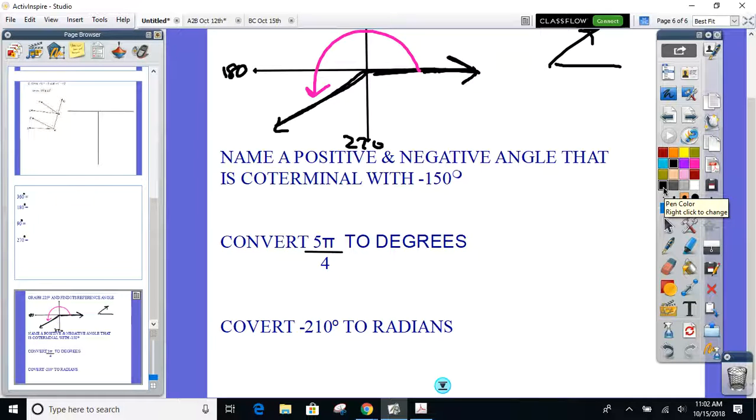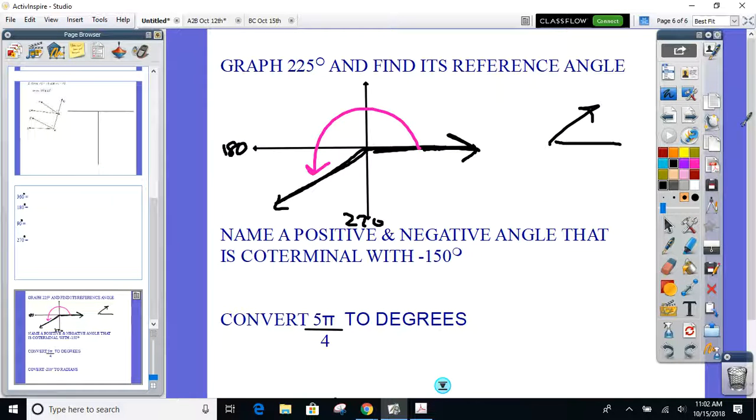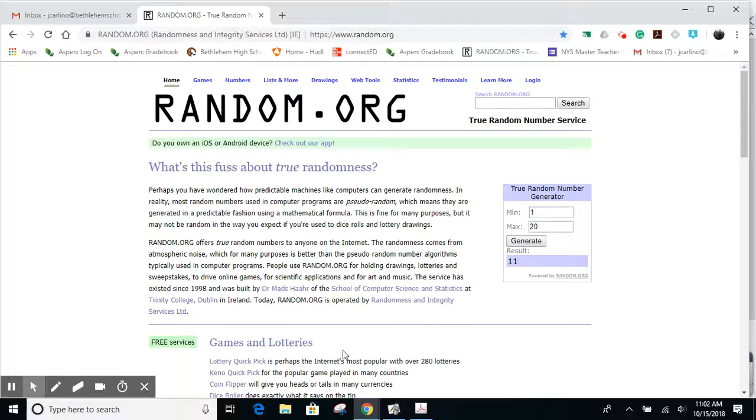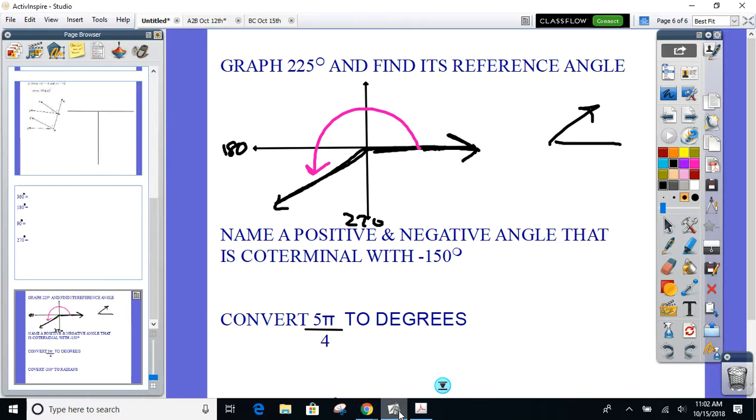All right, find a reference angle now. Do you see the reference angle up here? Formed by the terminal side in which axis? The x-axis. Here's my reference angle. Can you find what it is? Remember, this was 225.